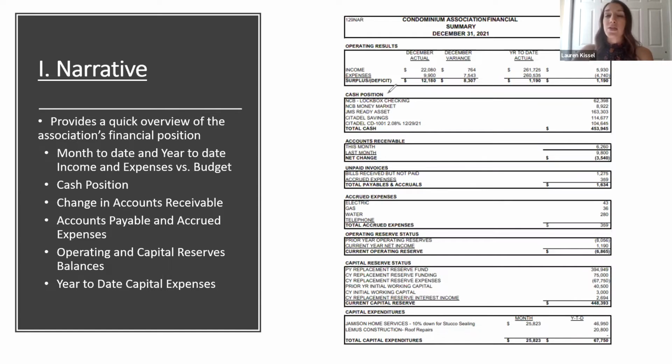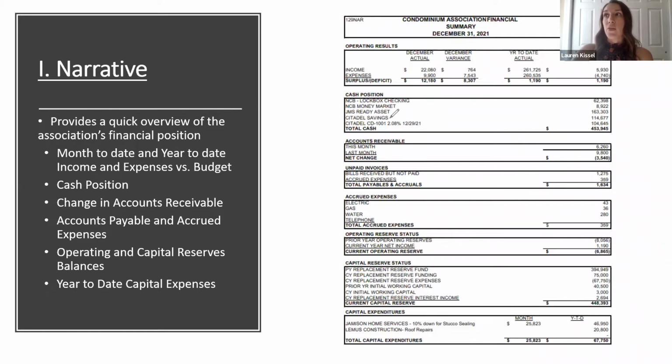The next section is your cash position. This really gives a summary of the various bank accounts that are held by the association. So you can see here that there's an NCB lockbox checking. This is typically your operating account where all of your operating expenses are paid from. So the monthly bills are paid out of this account and the monthly assessments are deposited into this account.